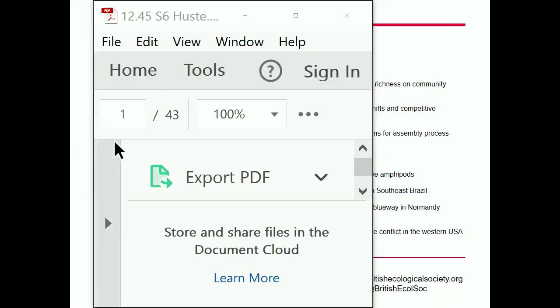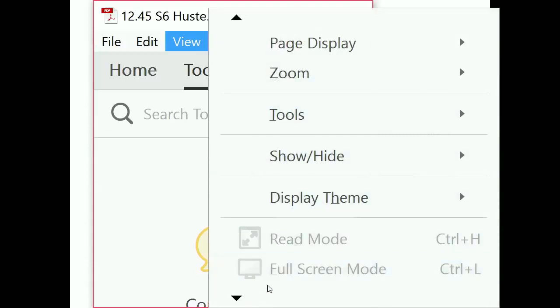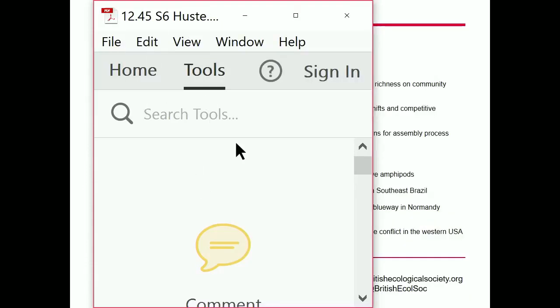How do I find this? Oh, there it is. There you go. I've gone to search tools now.